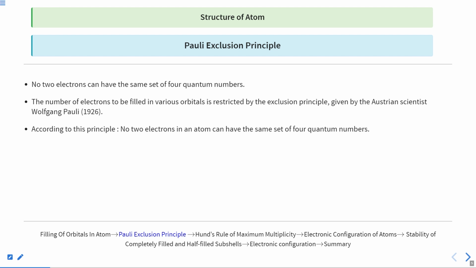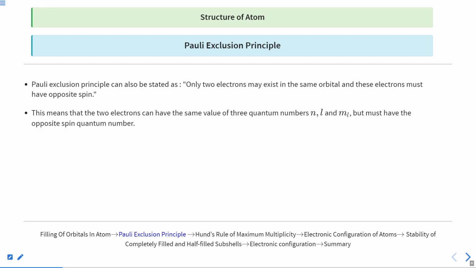But if we put 3 electrons there, then what will happen? Because only 2 options are present, up or down, 2 of the electrons will have the same spin, and that is completely wrong. So this was given by the scientist Wolfgang Pauli. According to this principle, no 2 electrons can have the same set of 4 quantum numbers. The same thing is written here: only 2 electrons may exist in the same orbital if they have opposite spin.